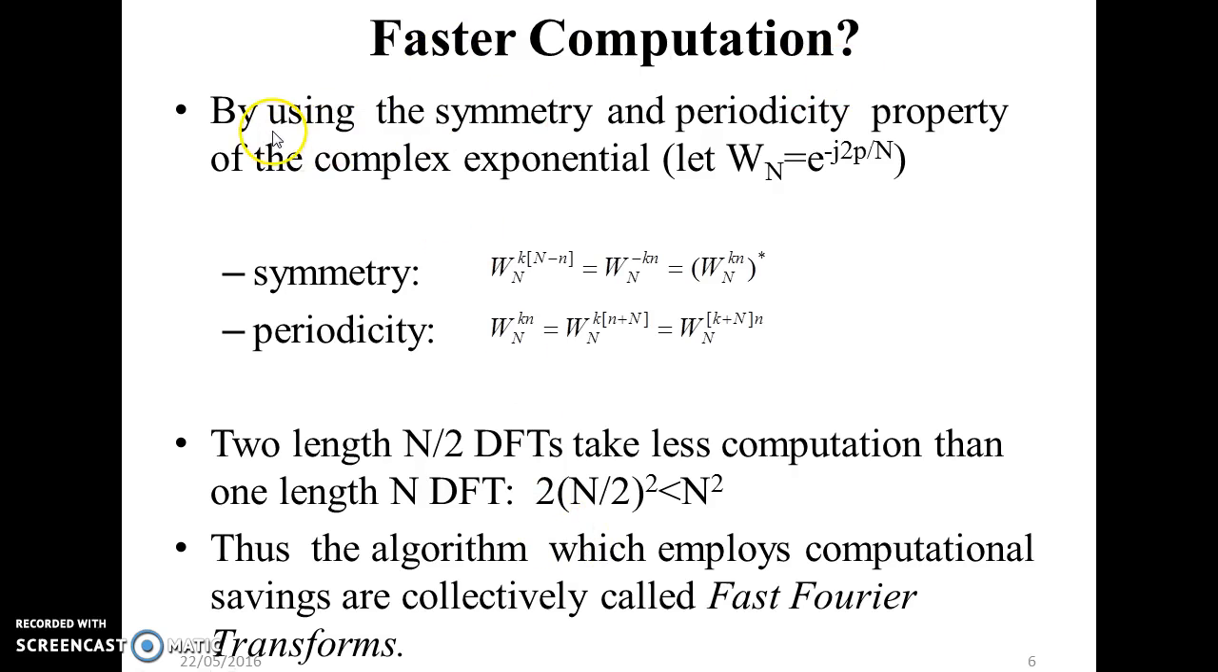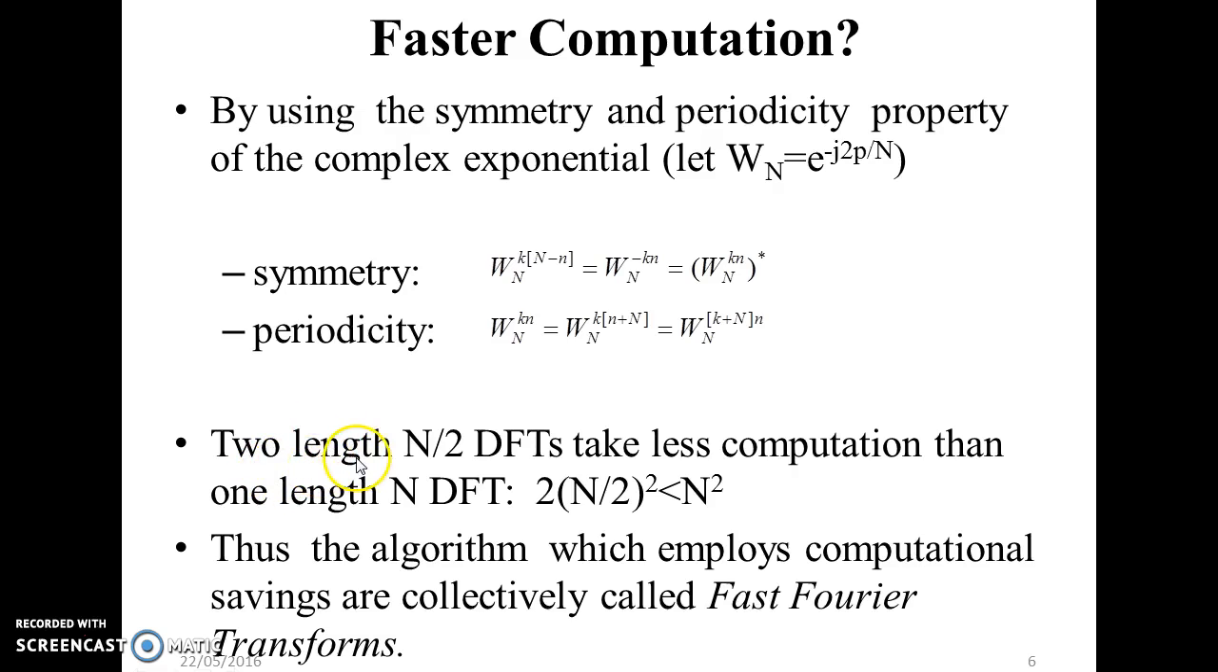Fast computation: by using the symmetry and periodicity property of the complex exponential, we can write the symmetry property: W_N raised to k(N minus n) is equal to W_N raised to minus kn, equal to W_N raised to kn complex conjugate. Periodicity property: W_N raised to kn is equal to W_N raised to k(n plus N), equal to W_N raised to (k plus N)n.